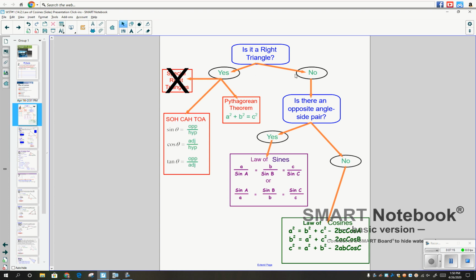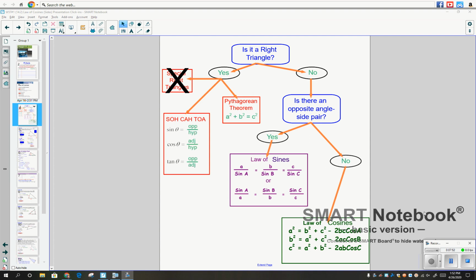Well, if it's not a right triangle, SOHCAHTOA or Pythagorean theorem does not work. The question we have to ask ourselves then, because we have two options, is there an opposite angle side pair? In week 4, we did explore that. So if our answer is yes, that we have an opposite pair, that we know the measure of both the side and the angle for, we're going to use law of sines, which is what we did in week 4. We used that to find both a missing side or missing angle.